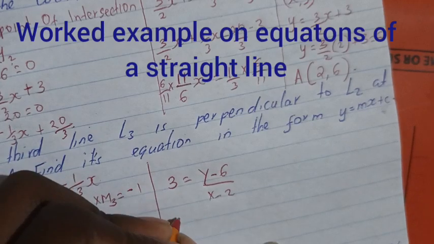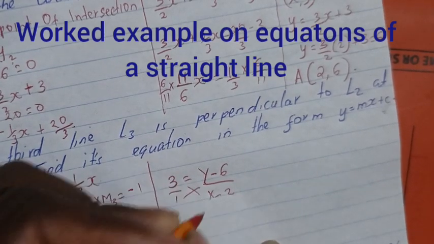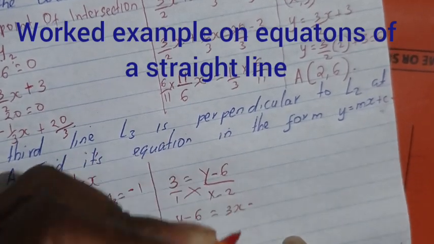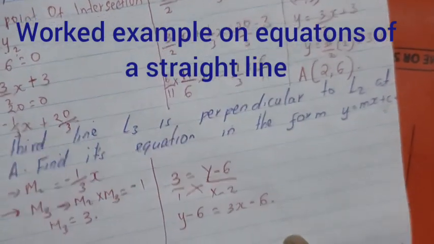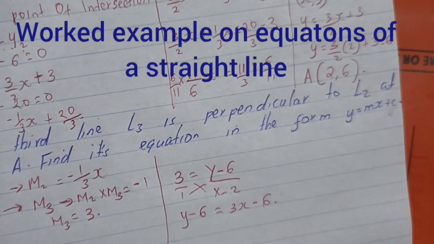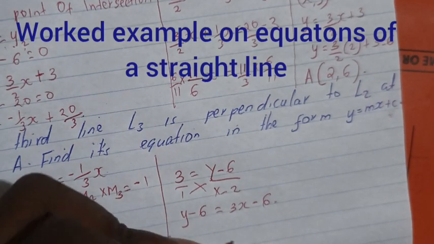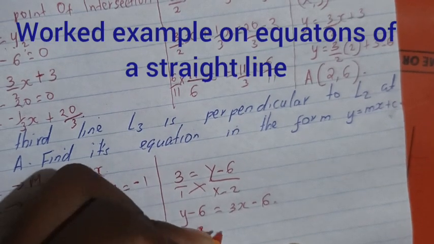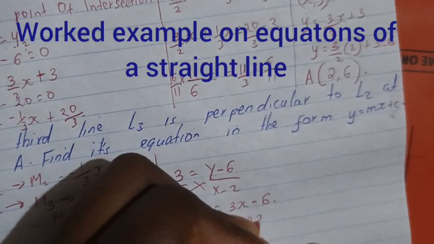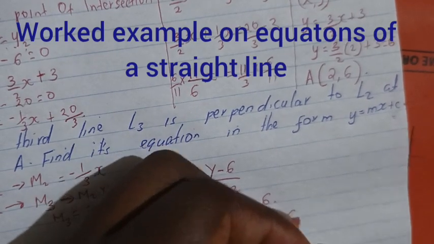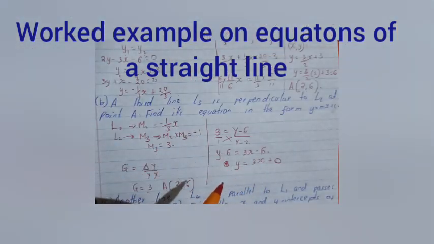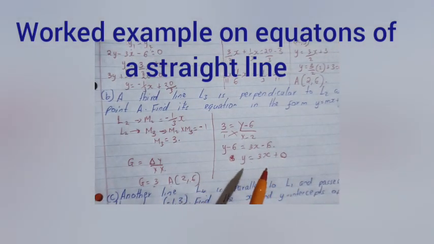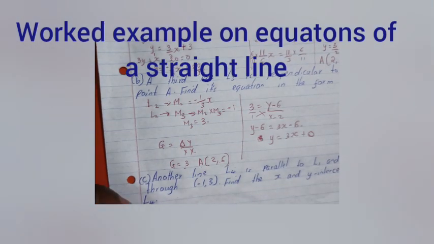And that means we can cross multiply. y minus 6 is equal to 3x minus 6. And with that, we have y is equal to 3x plus 0, that is y is equal to 3x. That is the equation of the line L3.